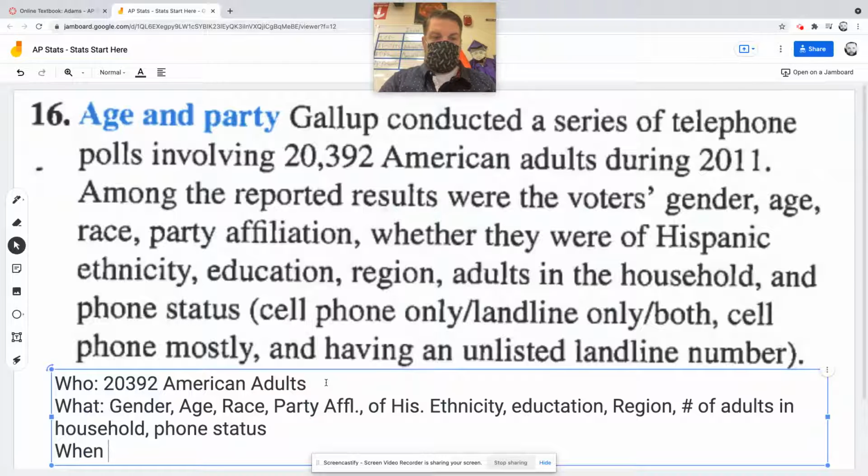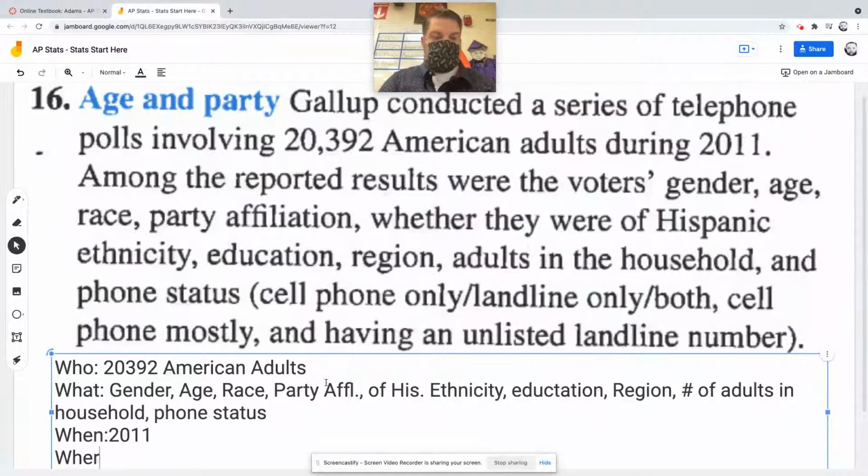When? 2011. Where? In America. Yeah, because it doesn't say in the United States, but when they surveyed Americans and they called them on the phone, you can make the assumption. However, I wouldn't mark it wrong if you said not specified. But like on the AP test, let's say you have to.